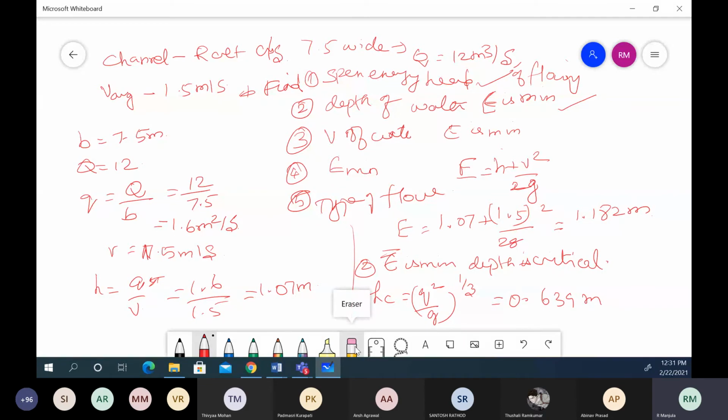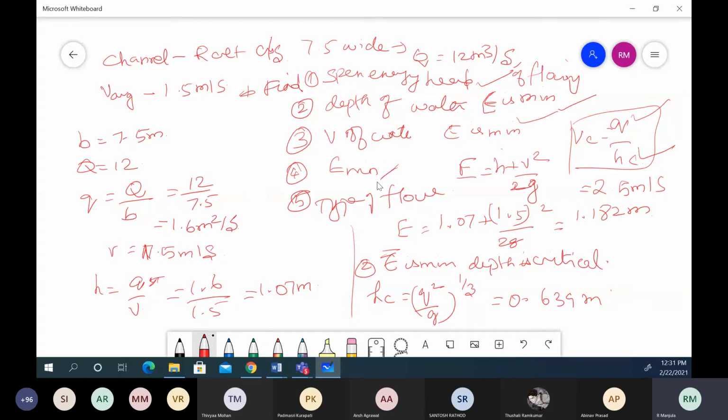Now the third is the velocity of flow when the specific energy is minimum. So when specific energy is minimum, what is the velocity of the flow? For that, Vc, the critical velocity, is going to be Q by Hc. We have seen the derivation, Q by Hc. Now if I substitute these values, I will be getting my Vc. Suppose it is 2.5 meters per second, because Q is known to you, Hc is known to you, you can substitute and find the critical velocity. This is also done now.